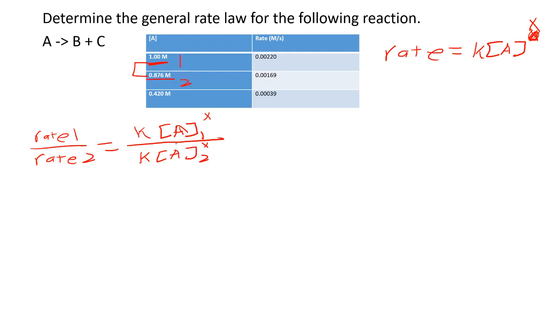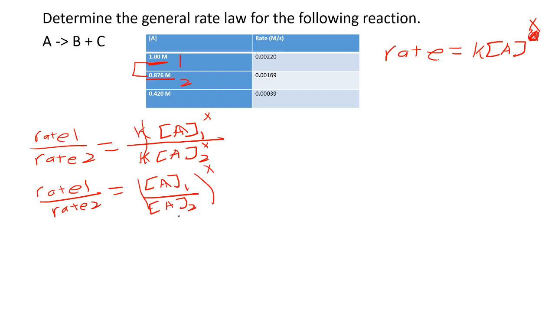So now I need to figure out what can go away. My K's cancel, and then I'm going to want to group the X's together because we only want one X, because right now X is in two places. So rate 1 over rate 2 is going to be equal to the concentration of A at 1 divided by the concentration of A at 2, all to the X power. I'm then going to take the log of both sides.